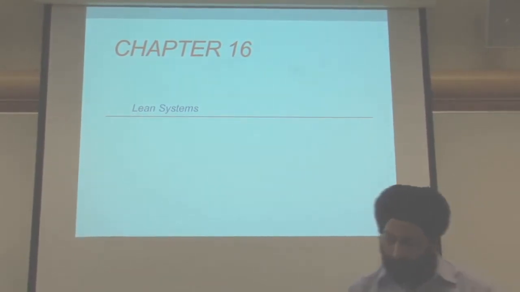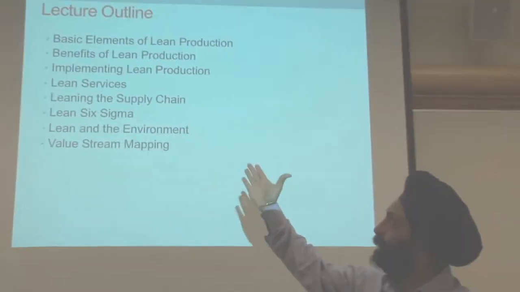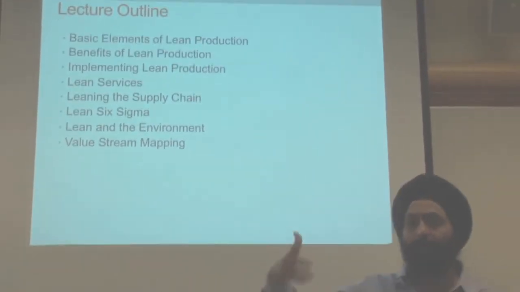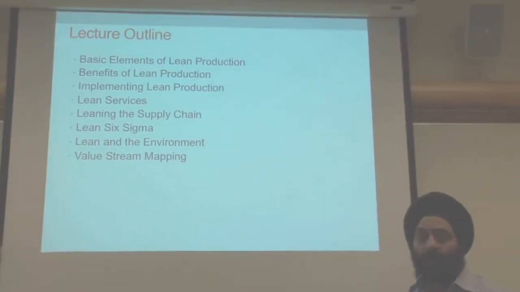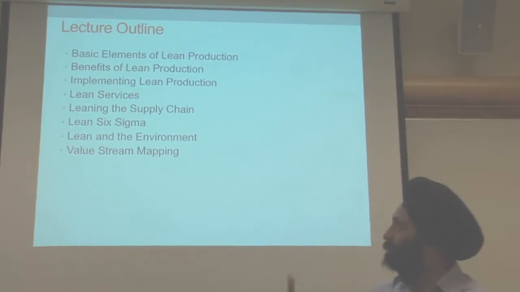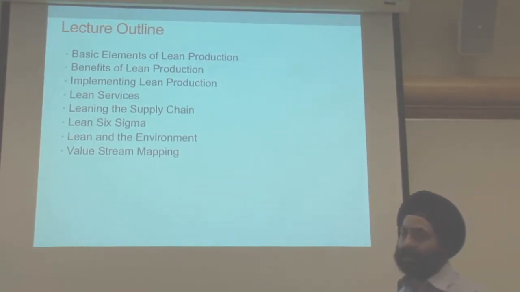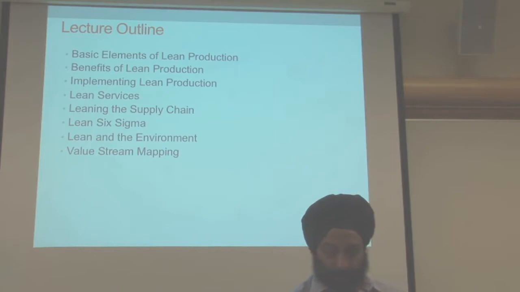In this chapter, today's lecture, we'll focus on basic elements of lean production and on the benefits of lean production, and how one goes about implementing lean production in an organizational context. Then we'll also touch on lean services in service environments. Leaning the supply chain as well as Lean Six Sigma will be addressed as well. Lean concept in environmental sustainability issues, and finally we'll also address the value stream mapping tools in this case.